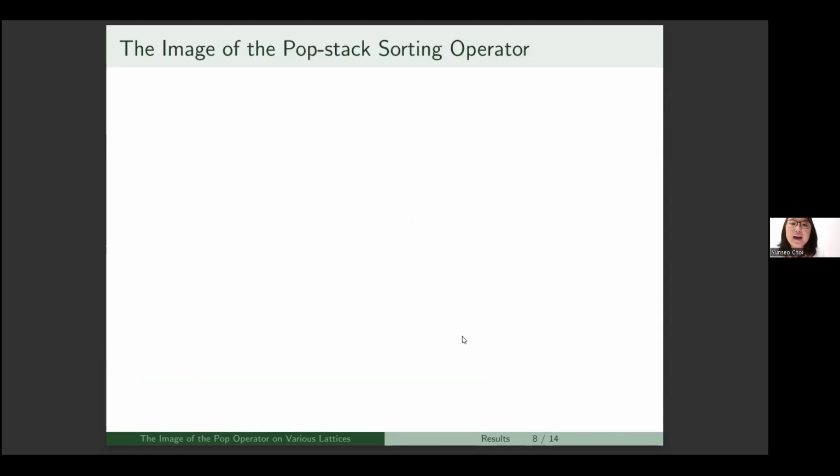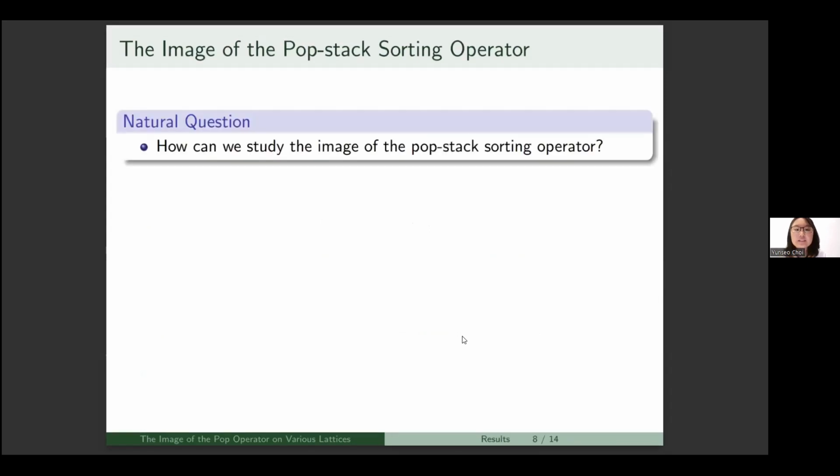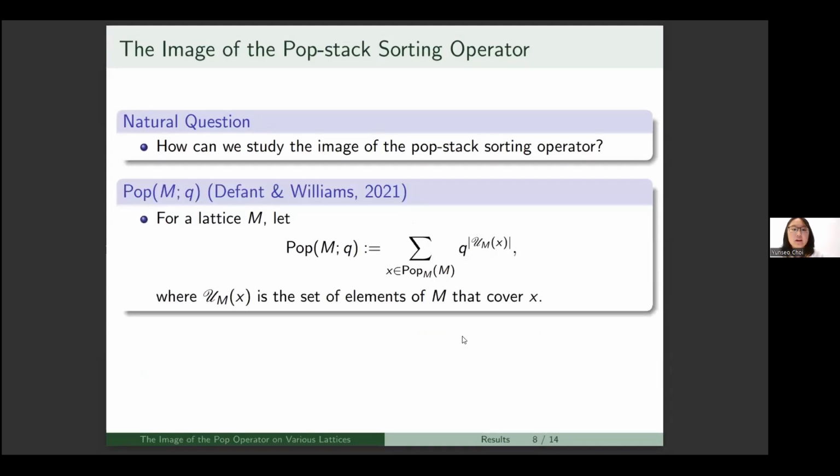And now that we have this function defined, a natural question we can ask is how we can study the image of the pop stack sorting operator. And so Defant and Williams in 2021 defined the following generating function, where it's defined over the image of the pop stack sorting map. And we further refine the count by grouping those elements that belong to the image of the pop stack sorting operator by the number of elements that cover X.